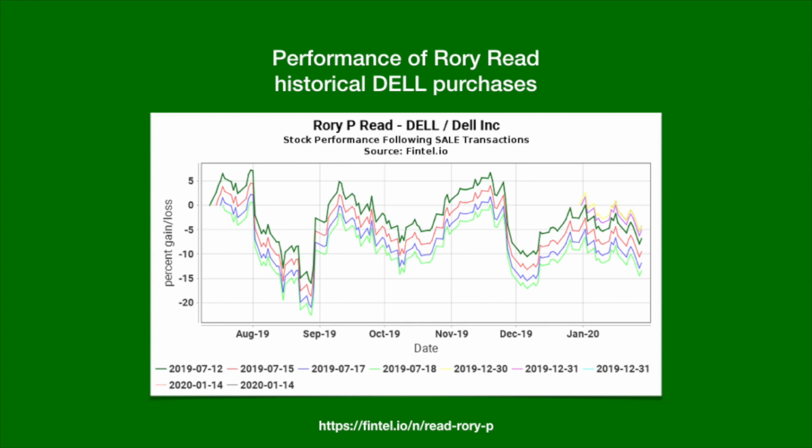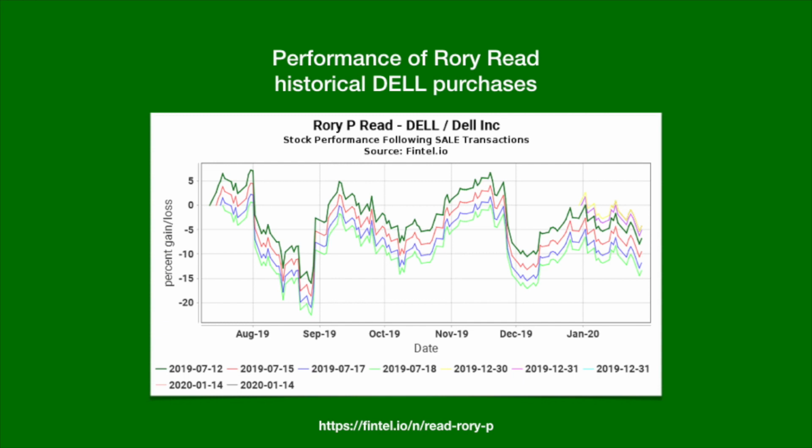It looks like there were 4 trades done right around the same time in July of 2019, July 12th, July 15th, July 17th, and July 18th. That would be the first 4 lines at the top left, a green, a red, a purple, and a blue. And you can see that in the following months, there was a precipitous decline followed by a sharp uptick again, and then down and then up. This is basically charting the performance of Dell stock in the weeks and months subsequent to those sale transactions.